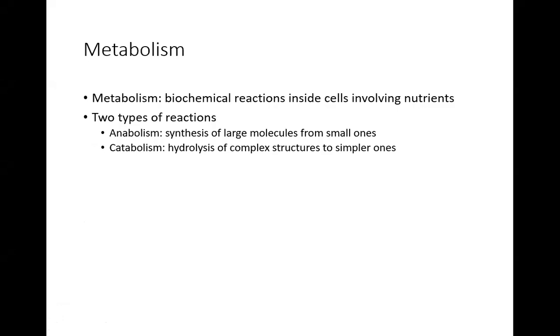Our metabolic activity basically consists of two types of chemical reactions. We either make large molecules from small ones, and that's called anabolism, or an anabolic reaction, where we take something like amino acids and we make a protein. Or we have catabolic reactions where we take large molecules and break them down into small molecules, like digesting starch to glucose.